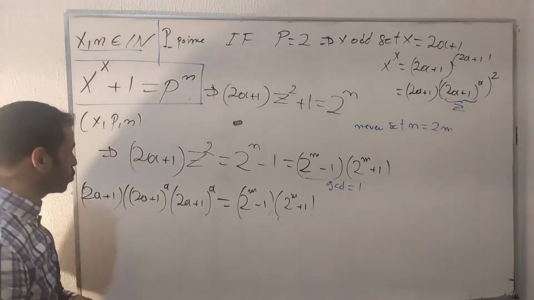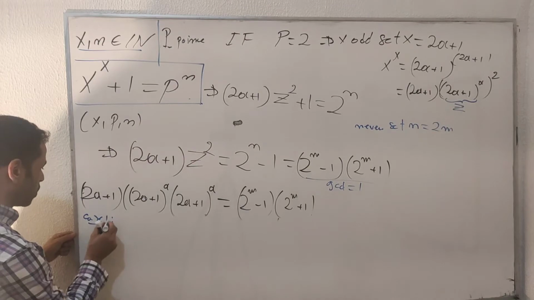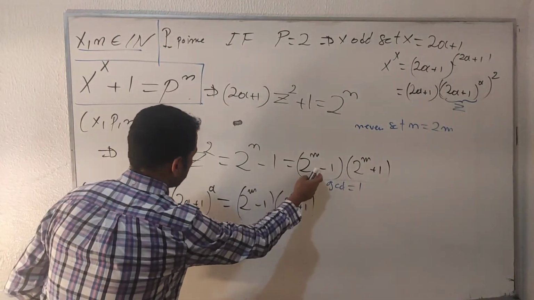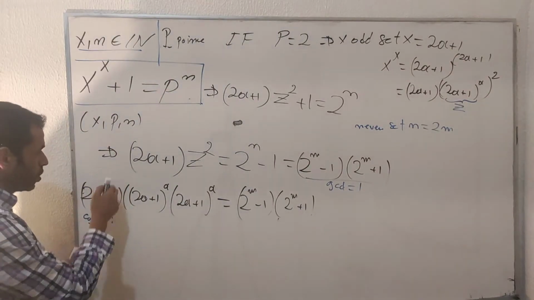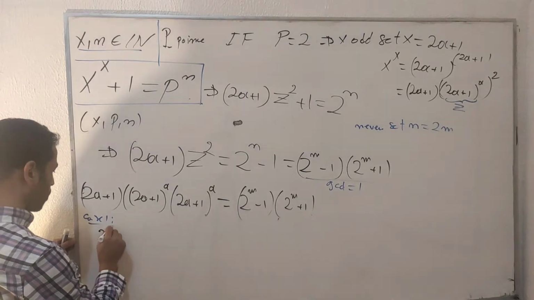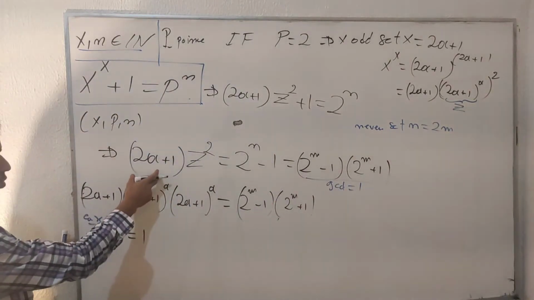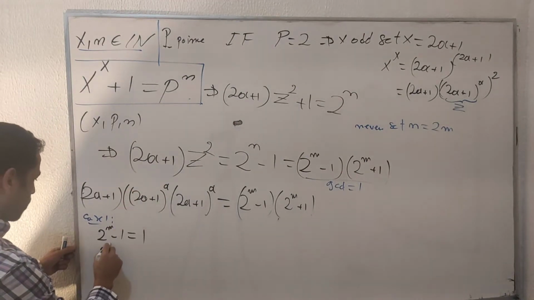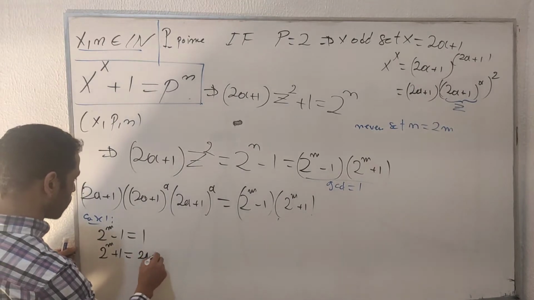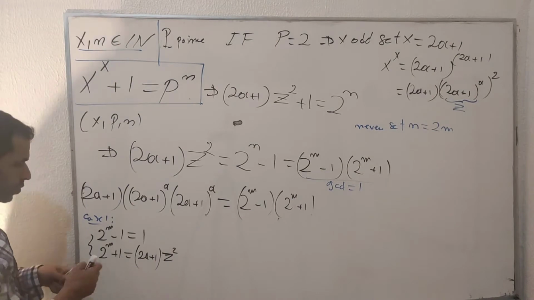So now we are going to take a couple of possibilities. The case number 1: since GCD equals 1, this number could be 1. So in case 1, 2 to the m minus 1 is going to take 1, and the other one is taking the whole thing. I will get 2 to the m plus 1 equals (2a plus 1) multiplied by z squared. This is the first case.